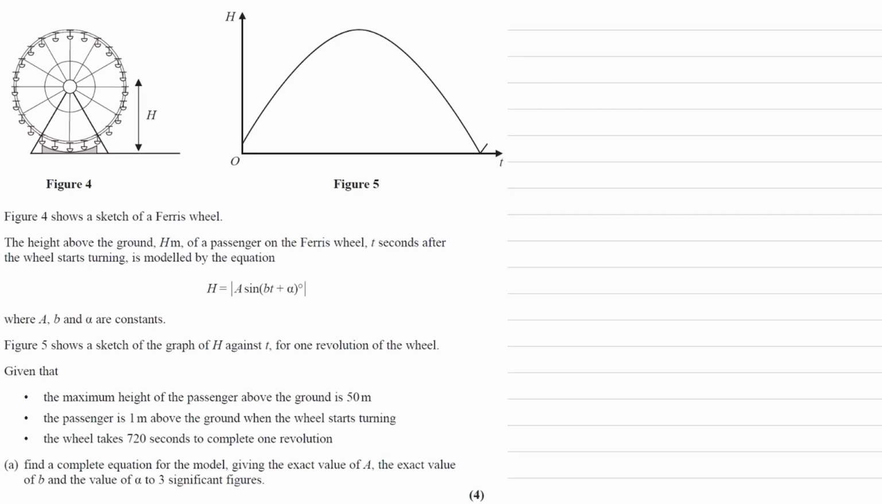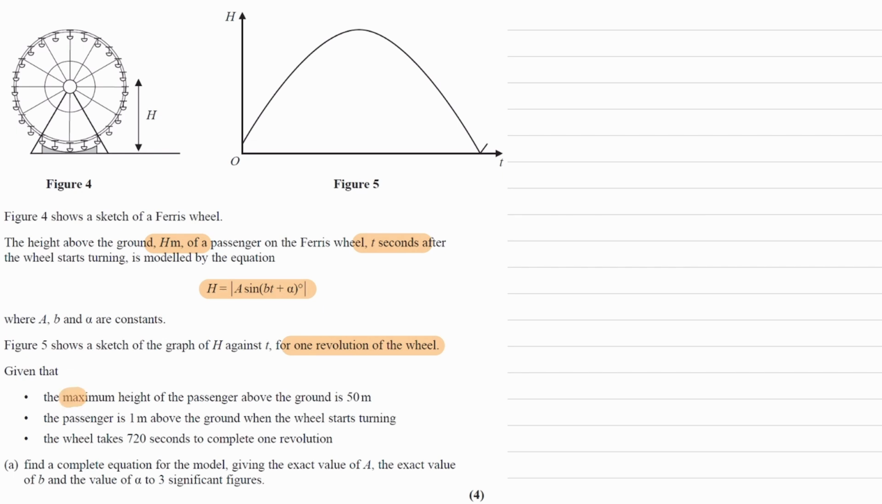Figure 4 shows a sketch of a Ferris wheel. The height above the ground, h meters, of a passenger on the Ferris wheel t seconds after the wheel starts turning is modelled by the equation h = |A sin(bt + α)|, where A, b and α are constants. Figure 5 shows a sketch of the graph of h against t for one revolution of the wheel.